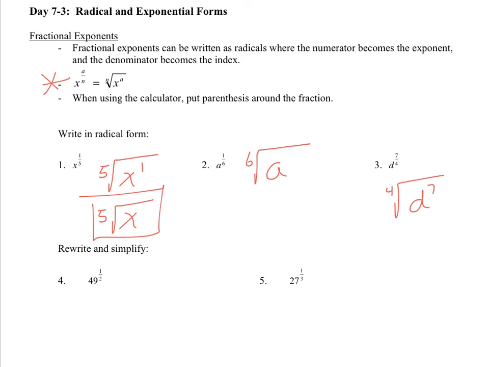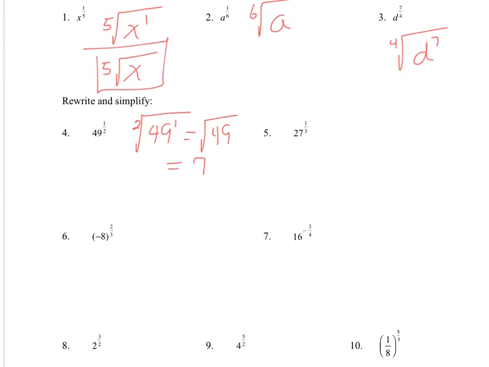It says rewrite and simplify. So they want us to rewrite it as a radical, and then they want us to simplify it. And let's take a look at number 4. So this would be the 2nd root of 49 to the 1st power, which really is the square root, because really we never see a 2 in front of square root. That's what it means, of 49, which actually is plain old 7. Well, that one wasn't too bad. Let's skip number 5 for now, and let's go to number 6.